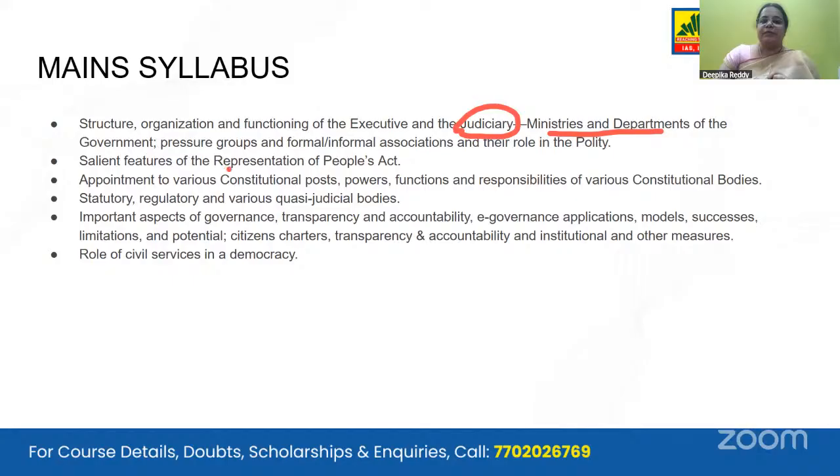Then you have salient features of the RPA, the Representation of the People's Act. RPA alone is not enough. You have to know about electoral reforms till date. You have to know about the Election Commission of India and so on.